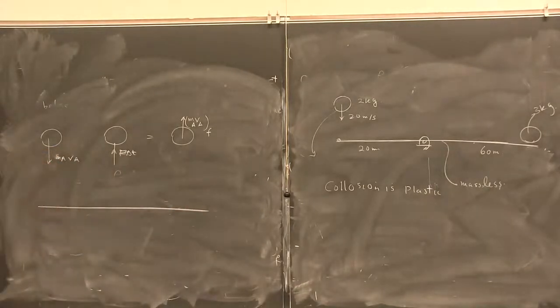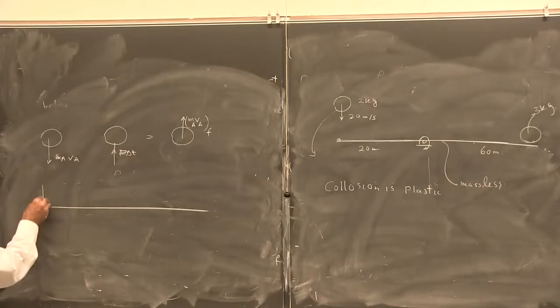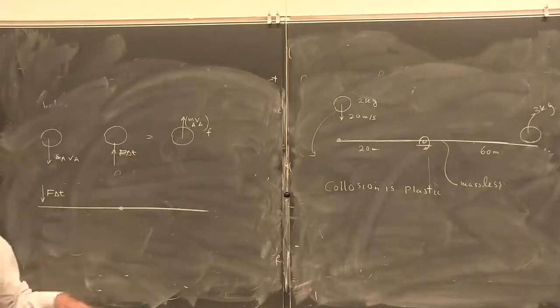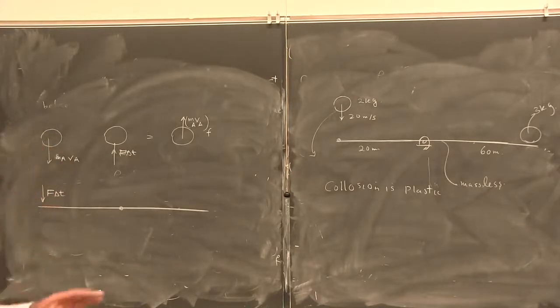What happens to the bar? The bar is subjected to the F delta T. As a result of that, and assuming no mass, otherwise your problem is a completely different situation.